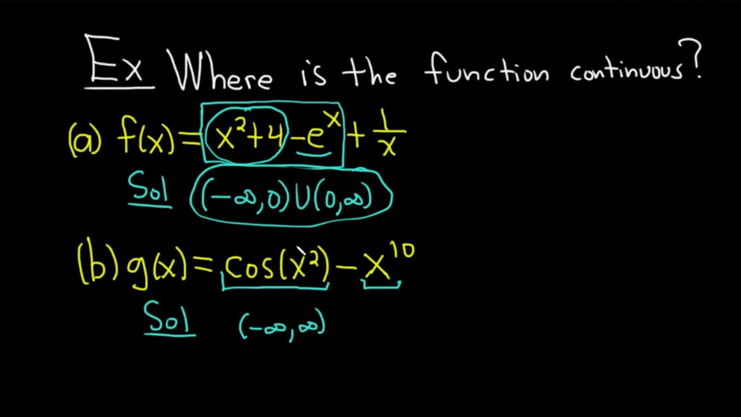Basically, when you look at these problems, you want to ask yourself, is there anything funky going on? Am I dividing by 0 in any case? Or is there anything weird with square roots? In this case, we saw we had division by 0, so we threw away the 0 and wrote the answer this way. In this case here, we had no issues, so the answer was all real numbers.